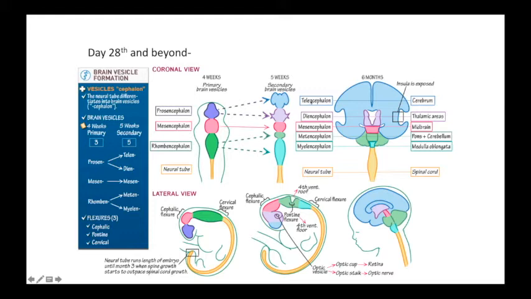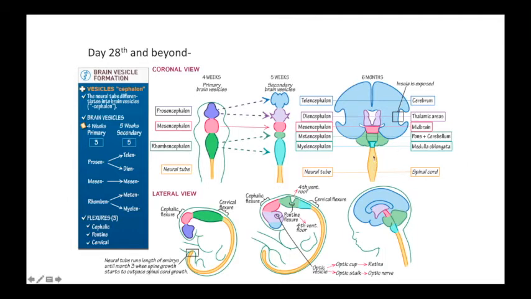The derivatives of the telencephalon will give rise to the cerebral hemispheres. The diencephalon will form the optic vesicle, thalamus, hypothalamus, and pituitary gland. The mesencephalon will form the anterior visual colliculi and the posterior auditory colliculi. The metencephalon will form the cerebellum and pons, whereas the myelencephalon forms the medulla oblongata.